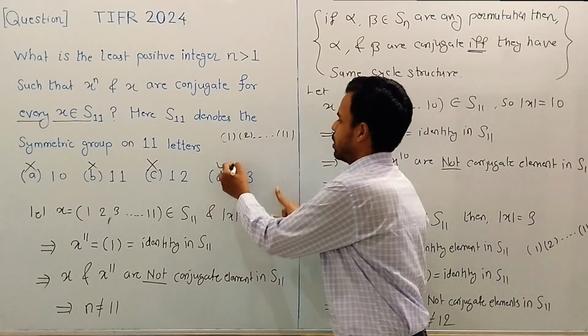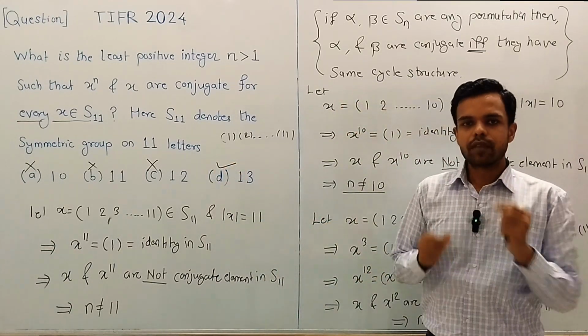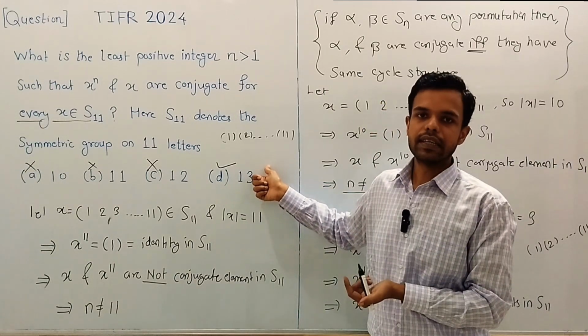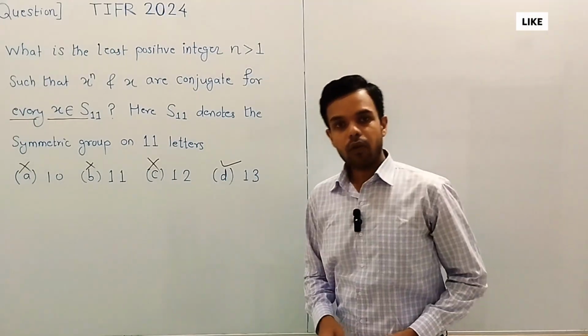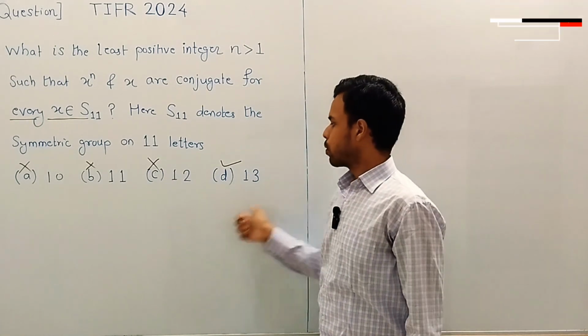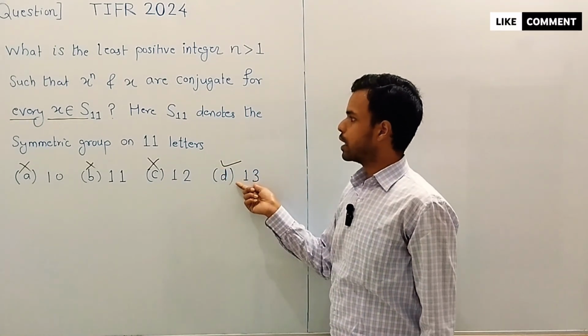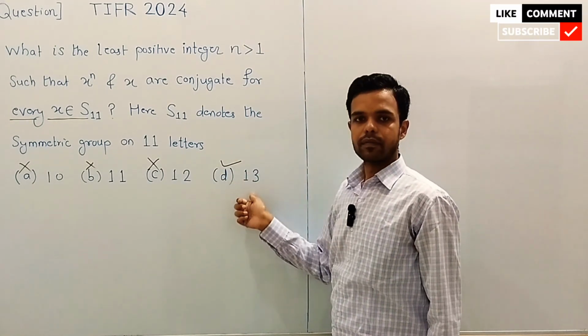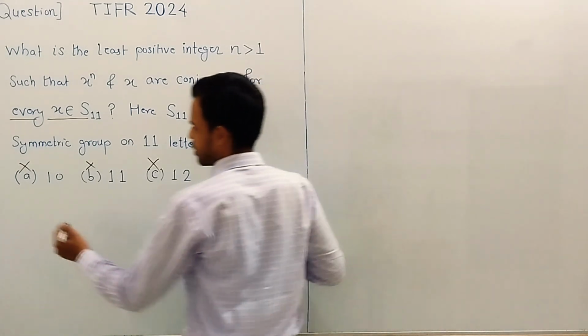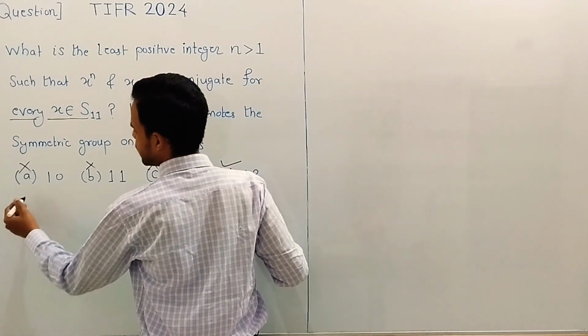Okay, and in the next part of this video, I will prove why n equals to 13 is the correct answer. So up to now, we have discarded these 3 incorrect answers and concluded that n equals to 13 is an answer. But why is this true? Let's see it. We will use these 3 results.